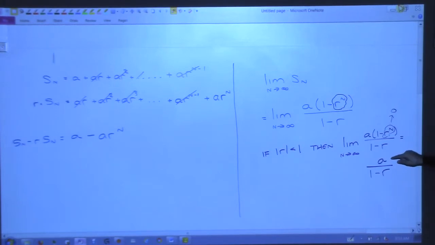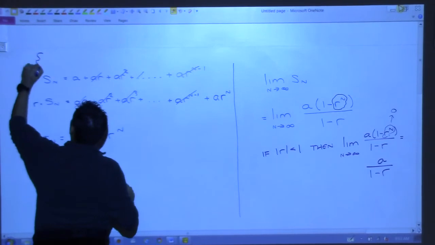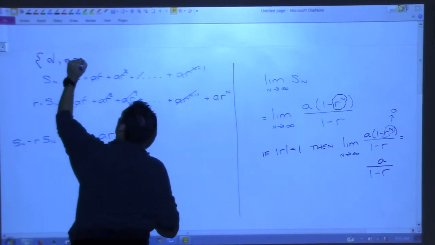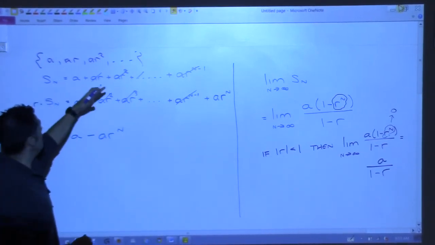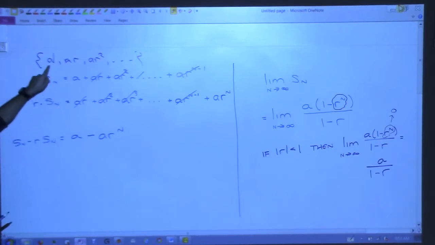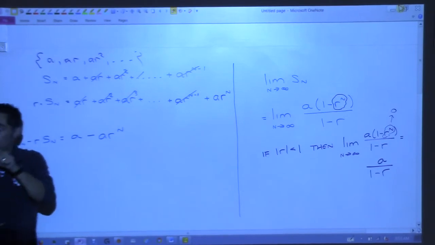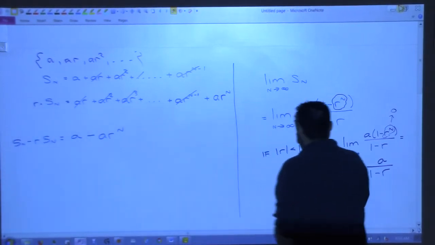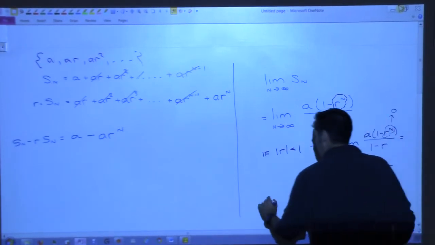Do you remember in our sequence, when we started, I listed out the sequence. It was a, ar, ar squared, right? Blah, blah, blah, like that. So if someone gives us this sequence, if we can identify a and r in the sequence, then if the absolute value of r is less than 1, we know that it's going to converge to a over 1 minus r. Okay? That's nice.